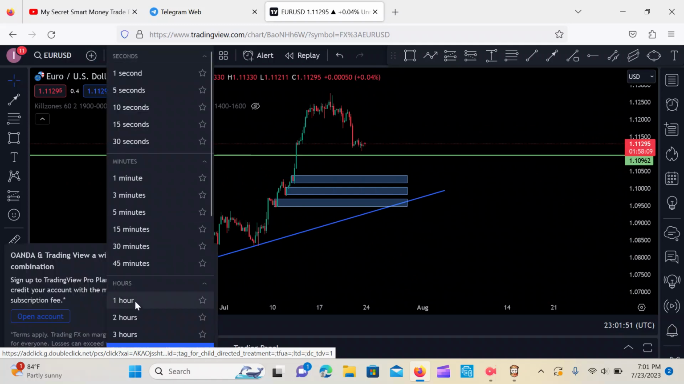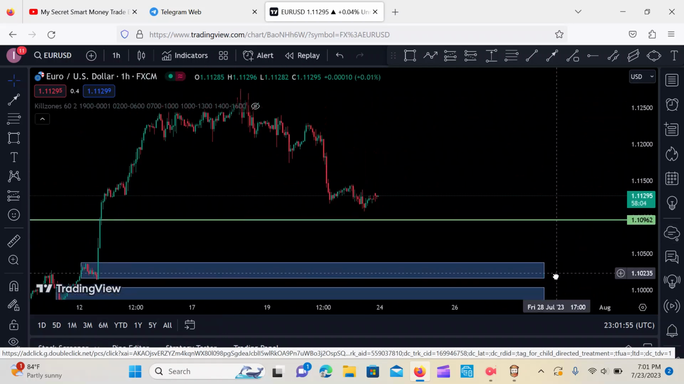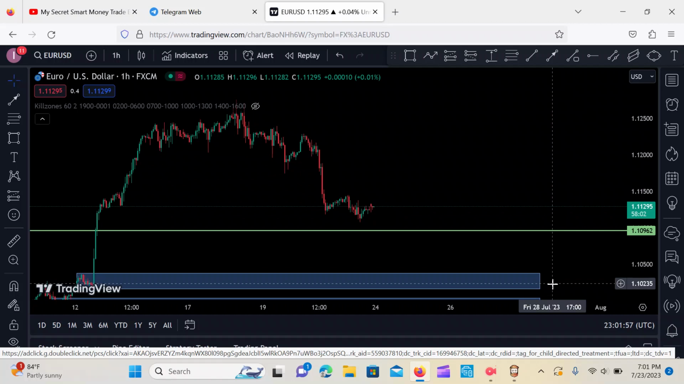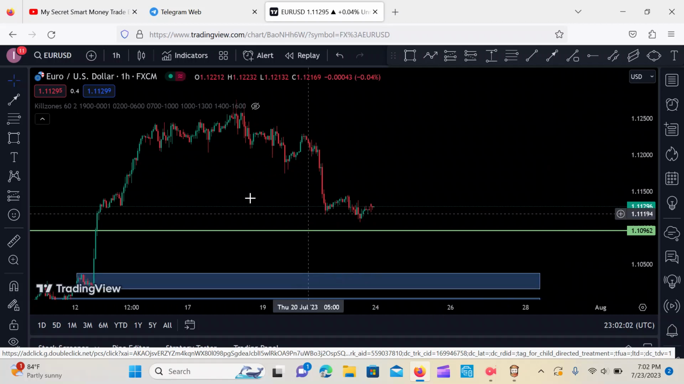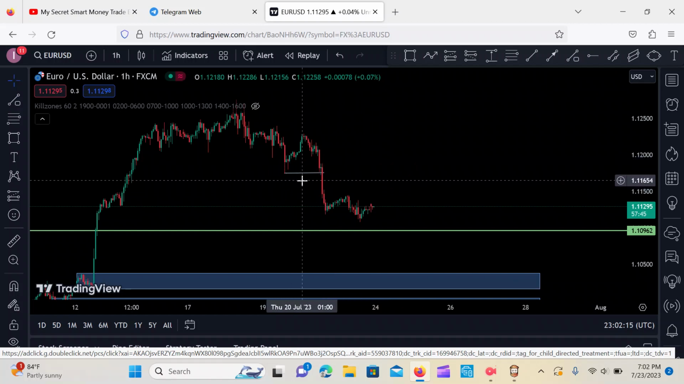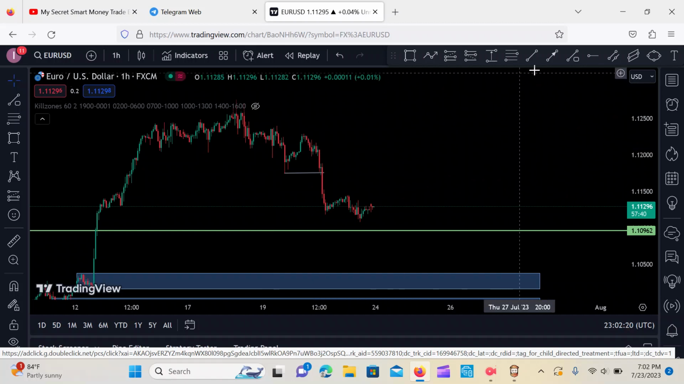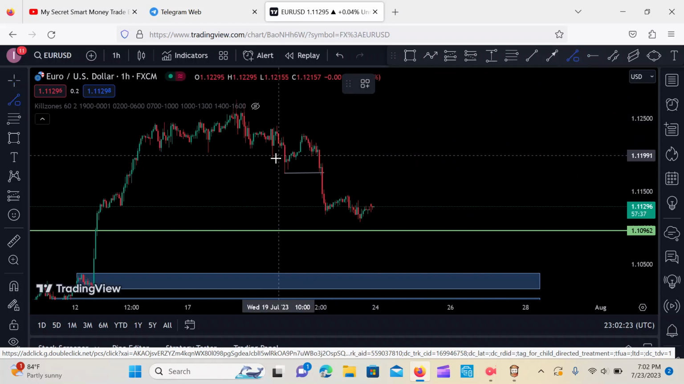Okay, so let's quickly zoom to the 1 hour time frame. This is the 1 hour time frame. What do we have on our 1 hour time frame? We have price. This structure was broken with an inefficiency. We have this break of structure right here. Price has changed character. We have a change of character right here.